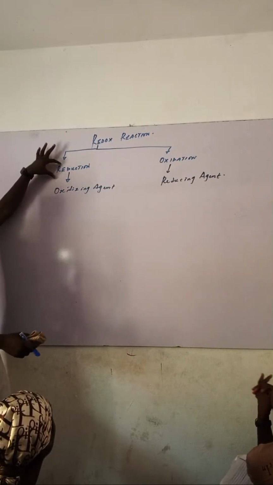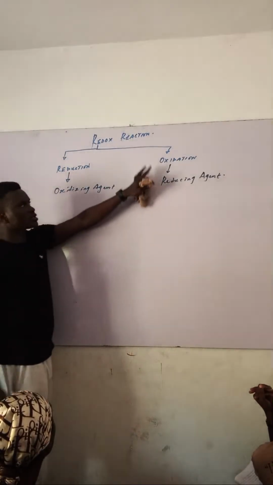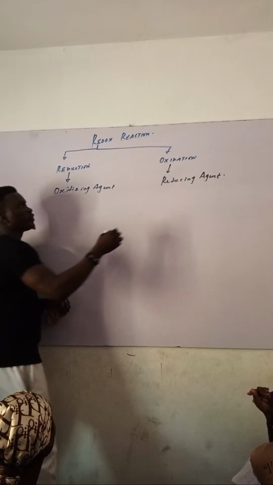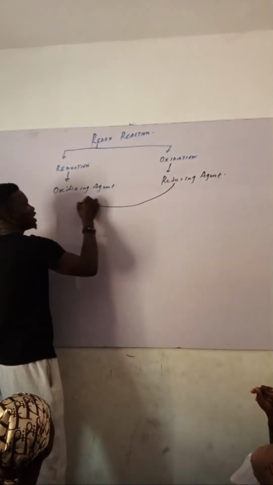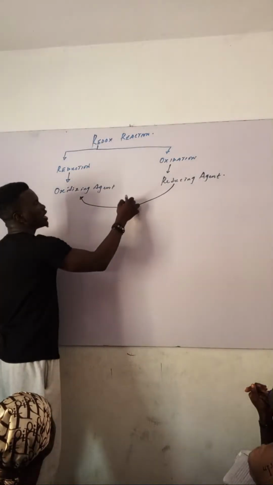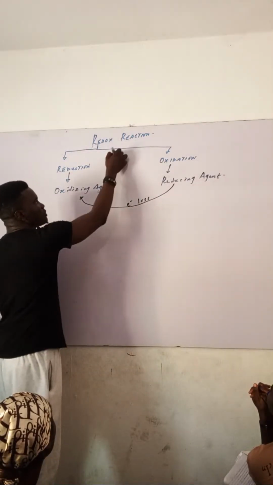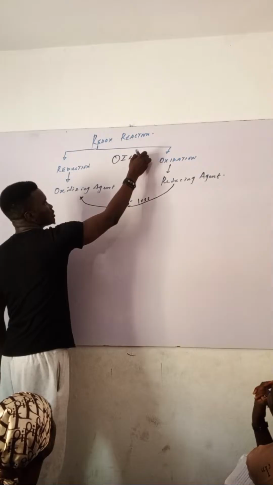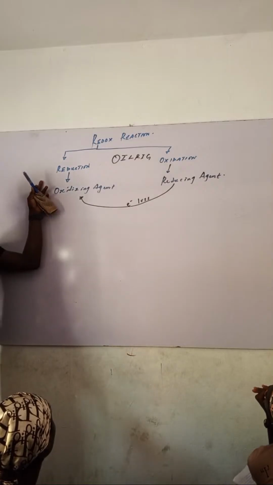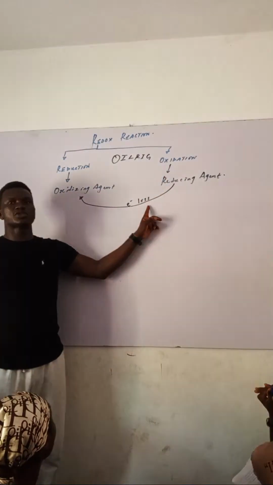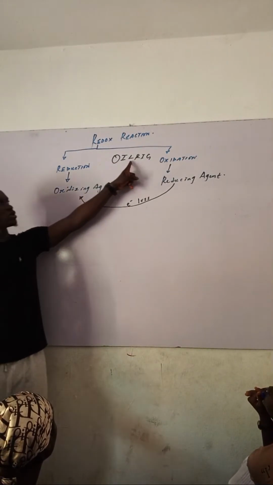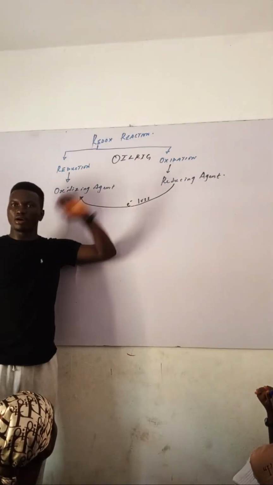Oxidizing agents, reduction. Reducing agents, oxidation. And we said that oxidation is defined as loss of electron, while reduction is gain of electron. So the electron loss by one is gained by the other. The one that undergoes oxidation is losing electron. The one that undergoes reduction is gaining electron. Oxidation is loss of electron, reduction is gain of electron.